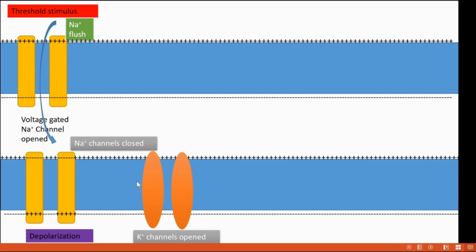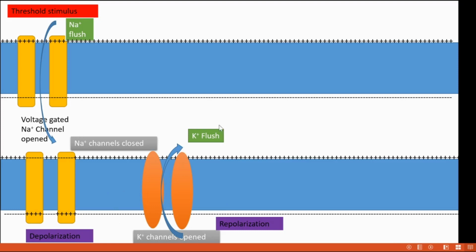At the point when depolarization happened and the sodium channel closed, at that very moment, potassium channels open. If the potassium channel opens, what will happen? Potassium's concentration inside is high and outside is low, so potassium will move out. That will result in repolarization, again maintaining the resting membrane potential.